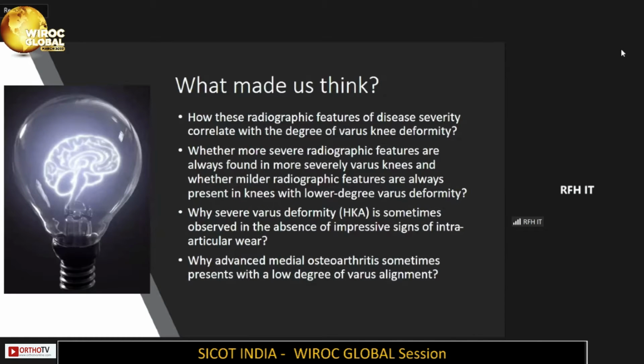So this made us think of the following questions: how do these radiographic features of disease severity correlate with the degree of varus knee deformity? Next, whether more severe radiographic features are always found in more severely varus knees, and whether milder radiographic features are always present in knees with a lower degree of varus deformity. Further, we also had to think about why severe varus deformity is sometimes observed in the absence of impressive signs of intra-articular wear, and why advanced medial osteoarthritis sometimes presents with a low degree of varus alignment.